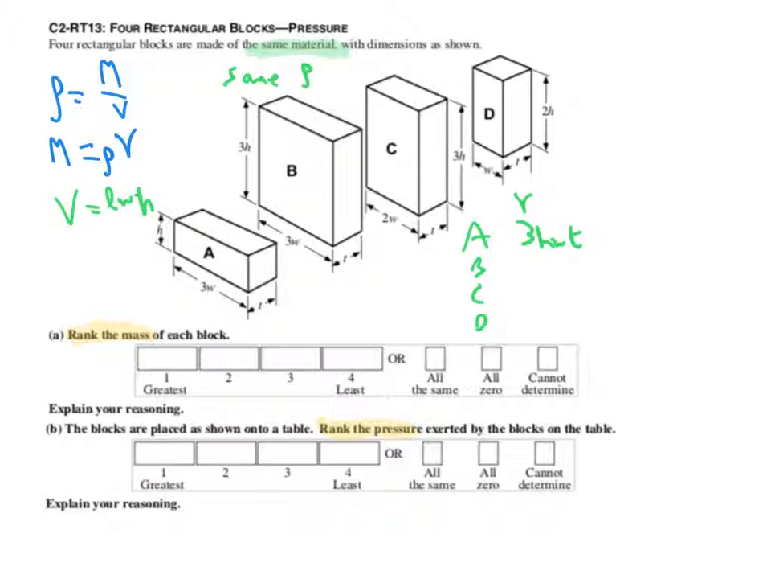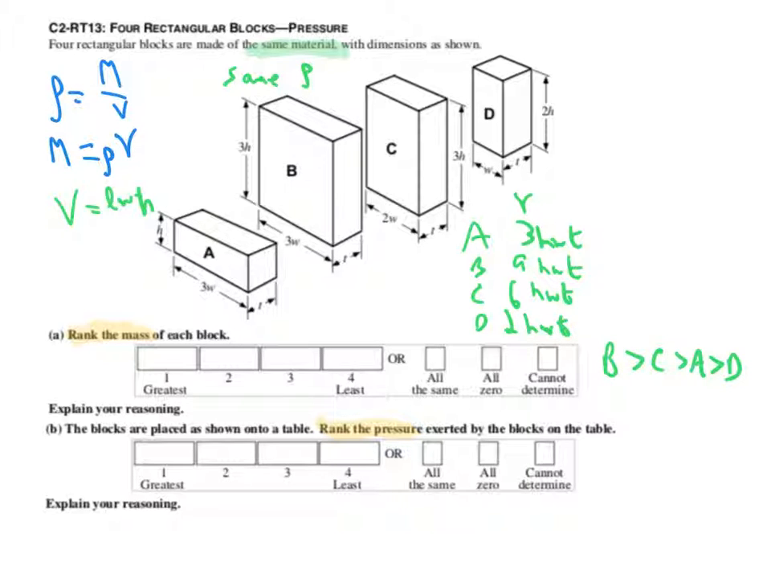And then for B, it's going to be 3H times 3W times T. And when we string all of those together, we get 9 HWT. For C, it's going to be 2 times 1 times 3, which is 6 HWT. And then for D, it's going to be W times T times 2H, which is 2 HWT. And so we can see that for part A, we have that B is the most, and then C, and then A, and then D close, but a little bit less.